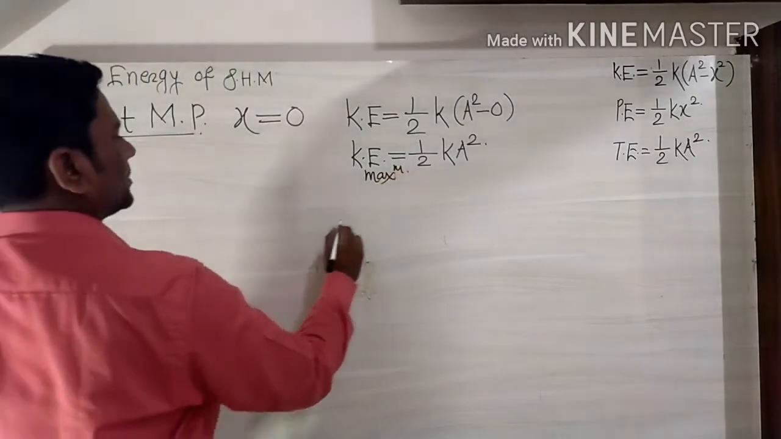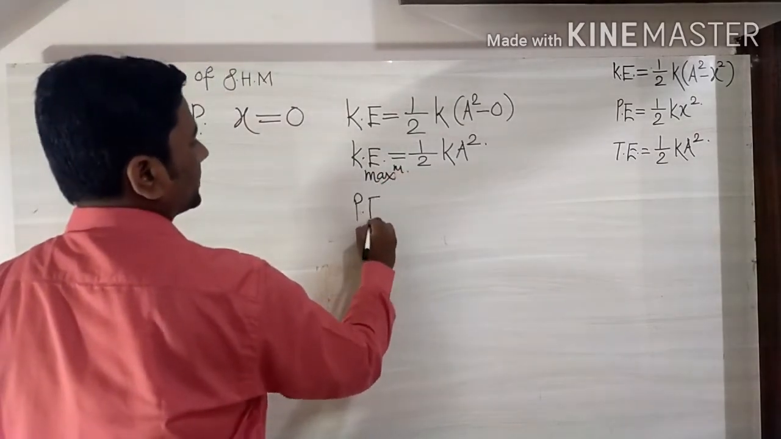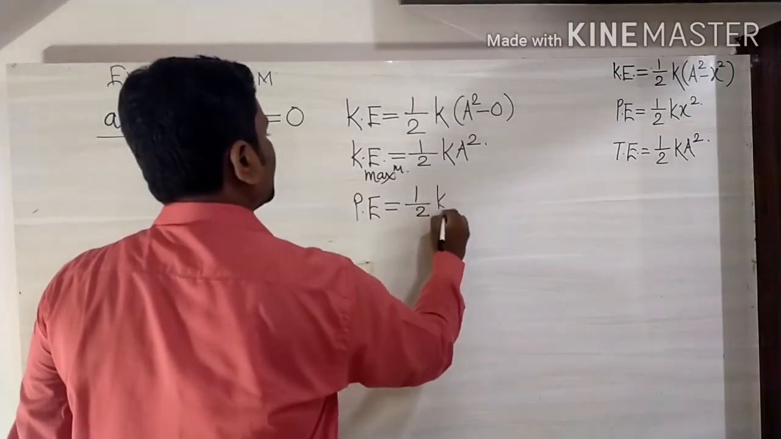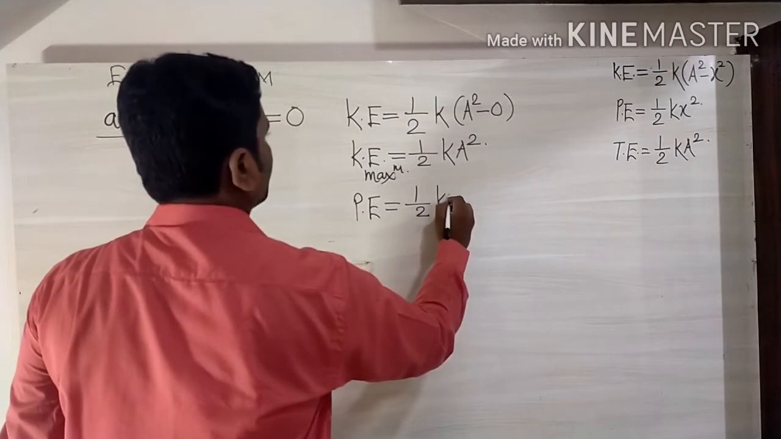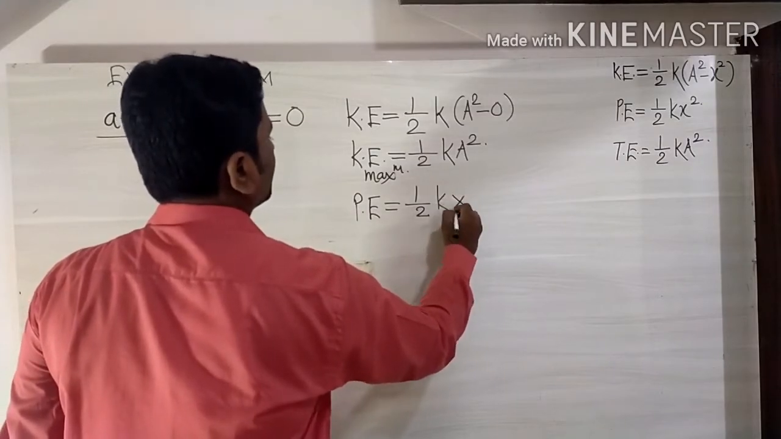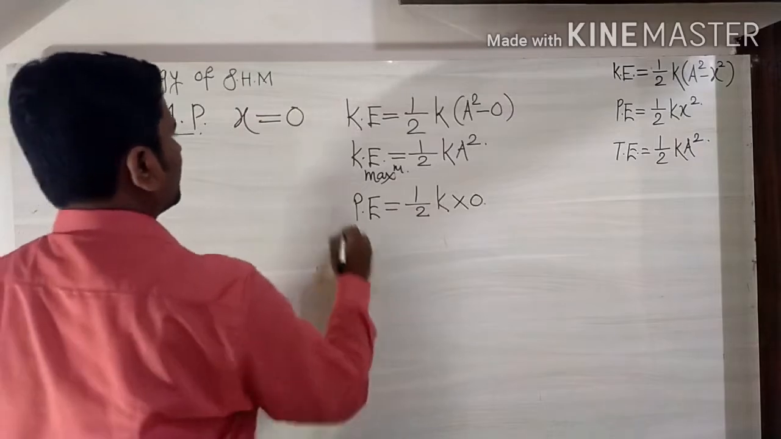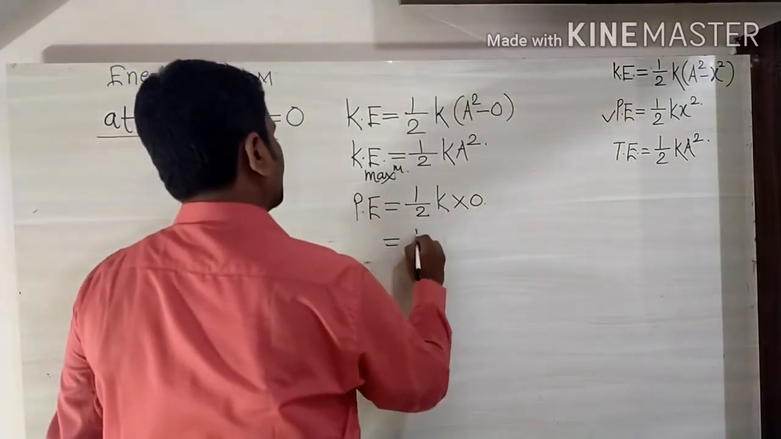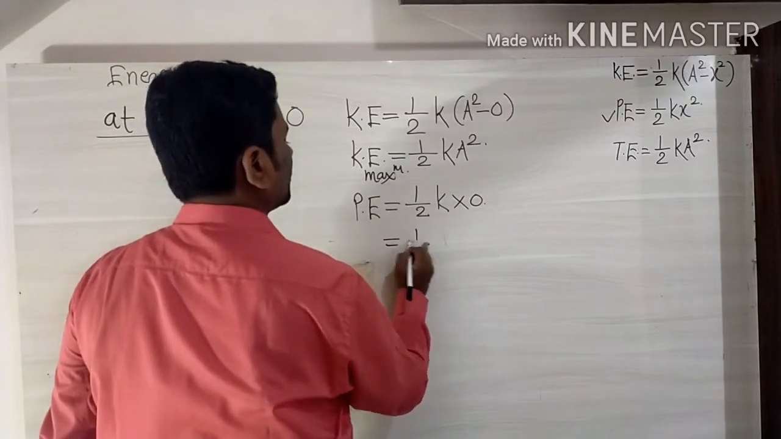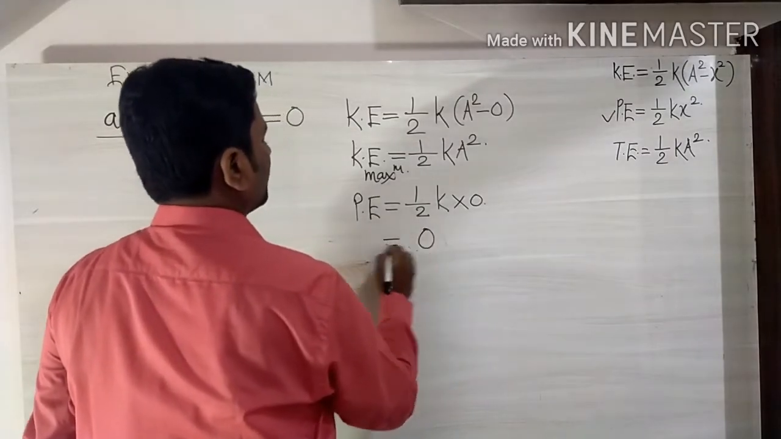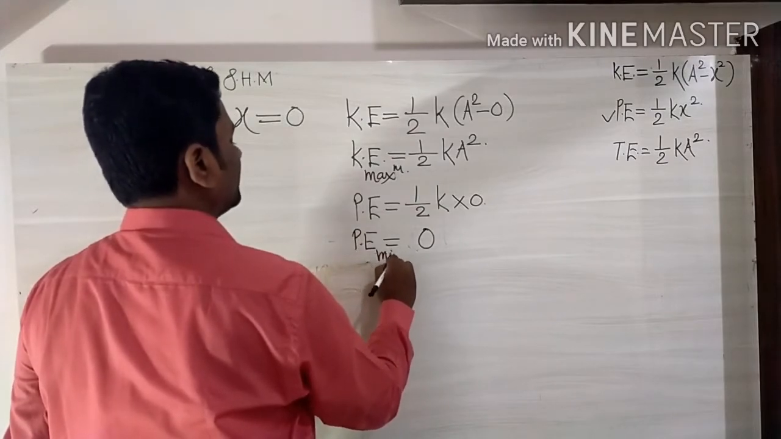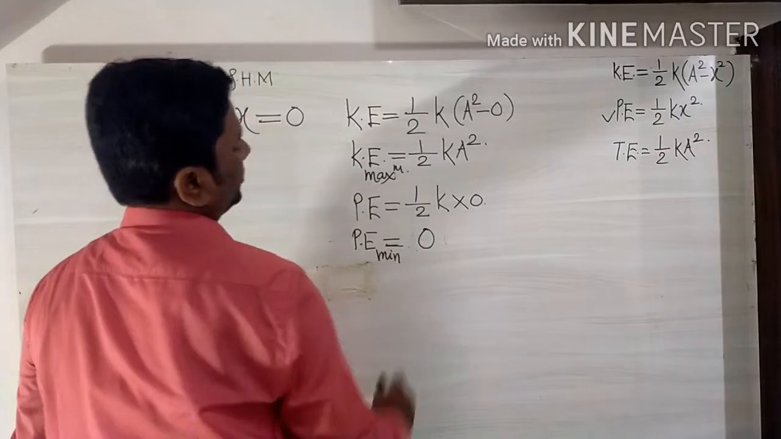At mean position we find the potential energy. So potential energy is 1/2 k x square. Value of x is 0. So we get 1/2 k into 0, that is 0. So potential energy is minimum at mean position.